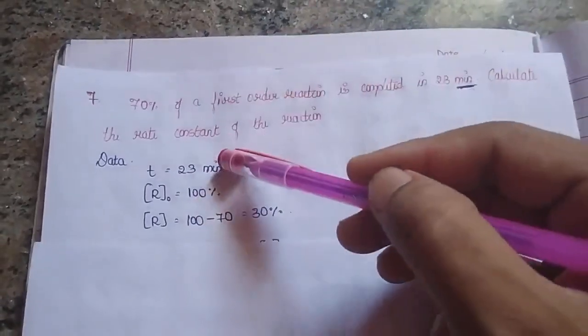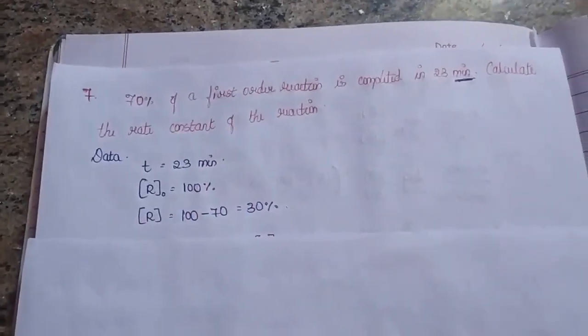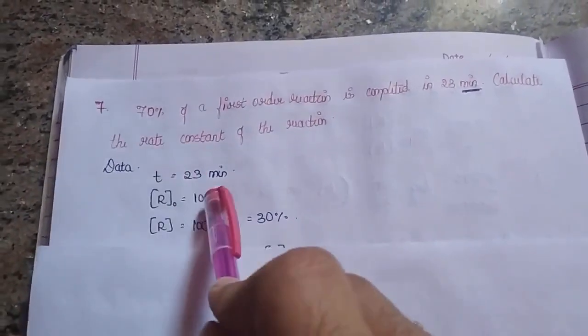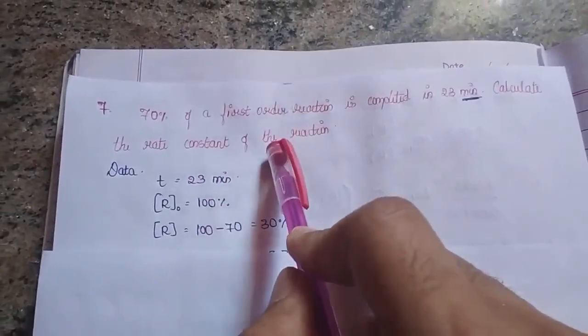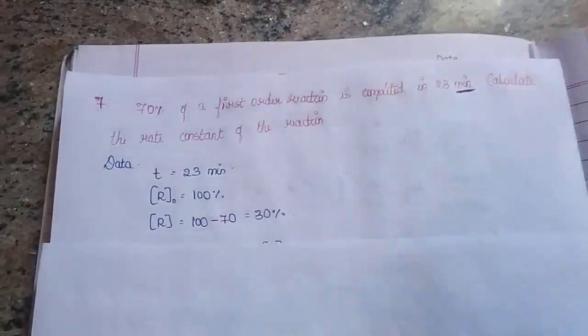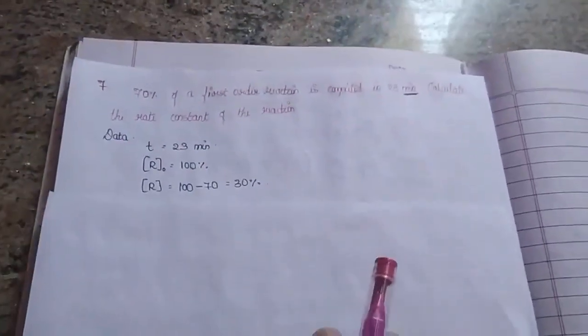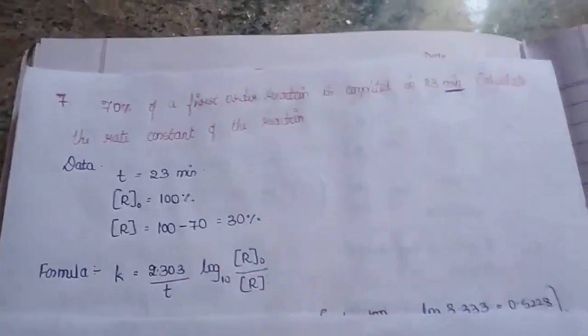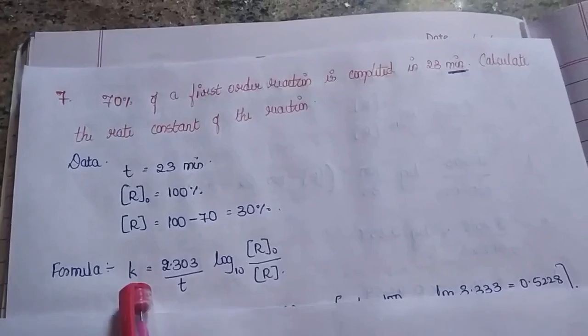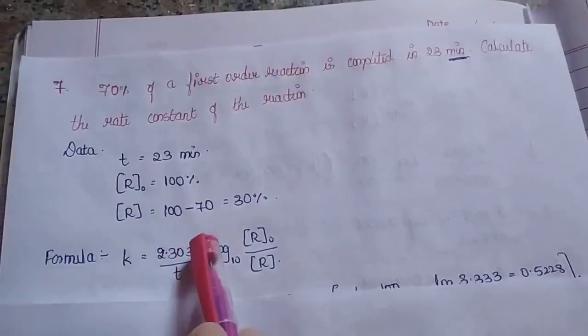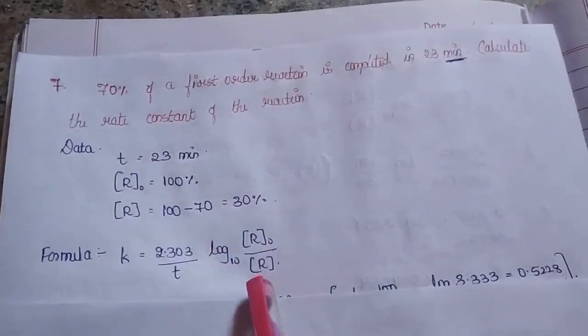Okay, so now we have got the essential parts. Yes, remember, time is given in minutes. So what will be the unit of your rate constant? Keep in your mind, what should be the unit? Okay, now let us go with the formula. What is that? Rate constant k is equal to 2.303 by t log of R0 by R.